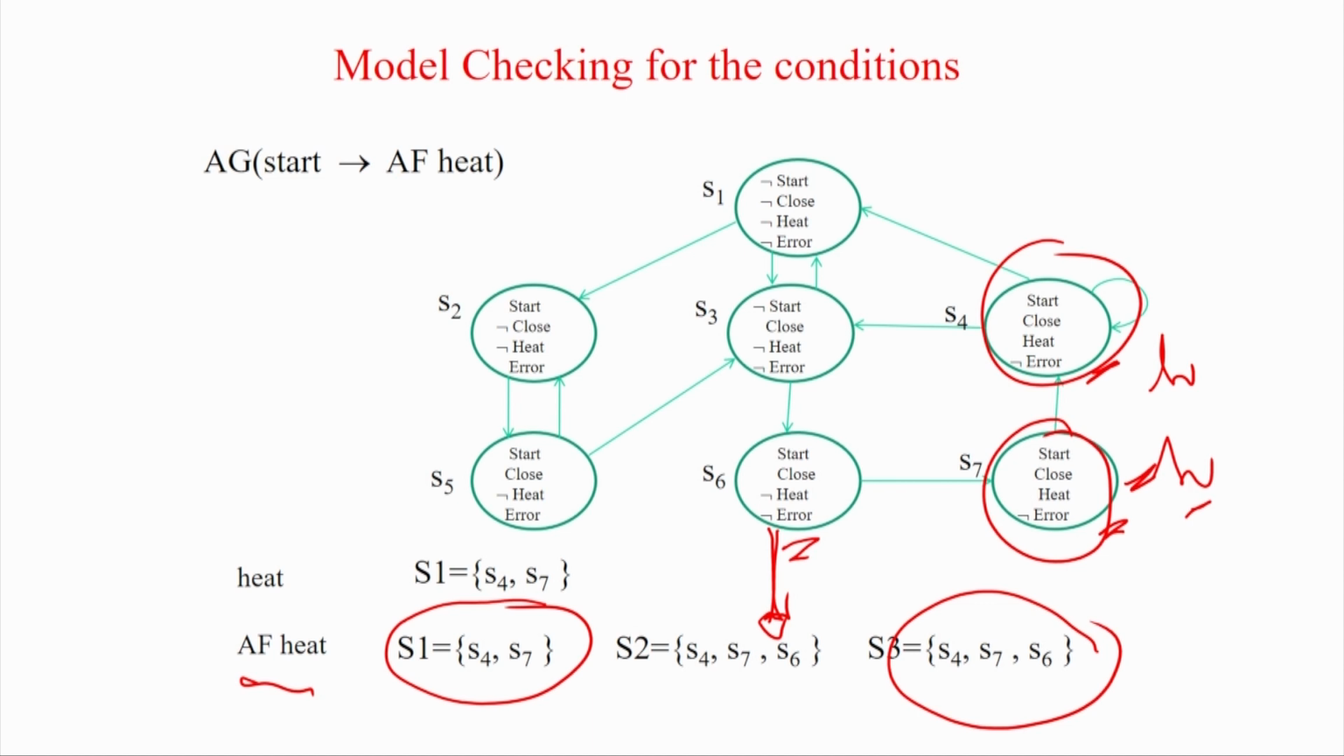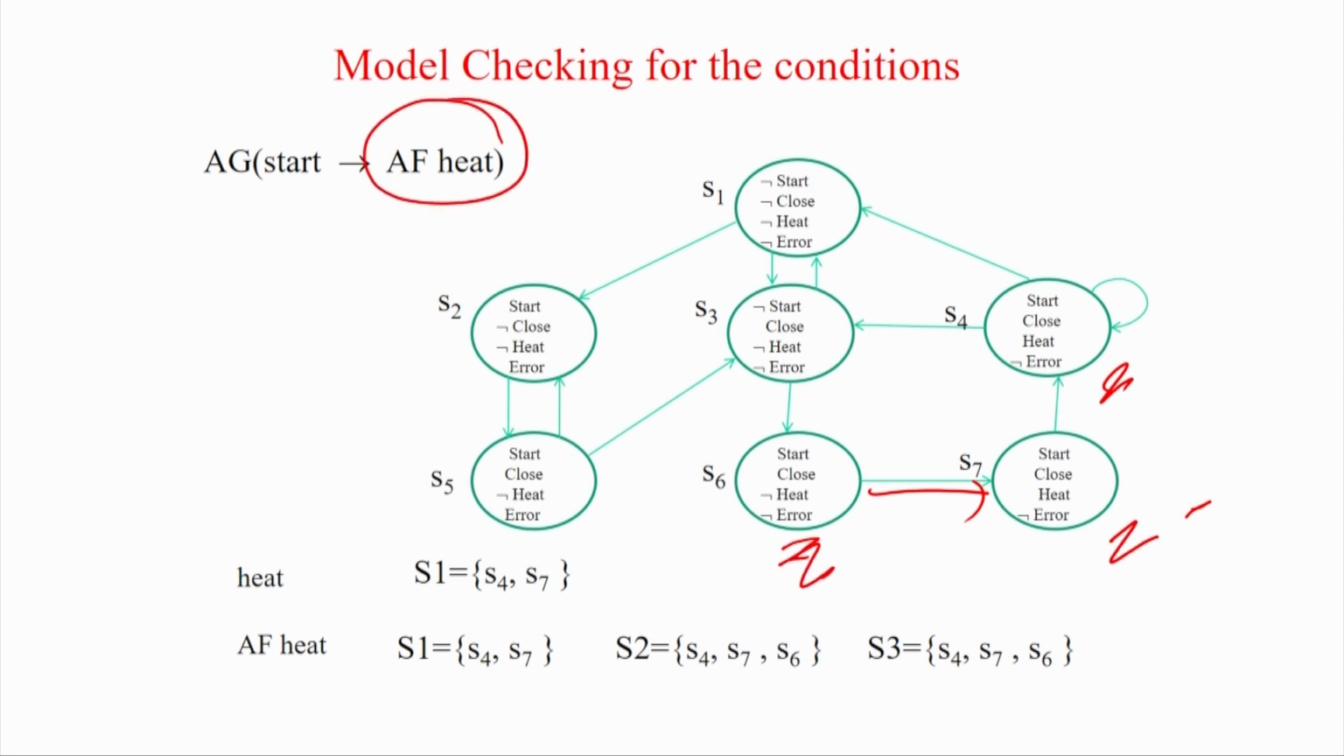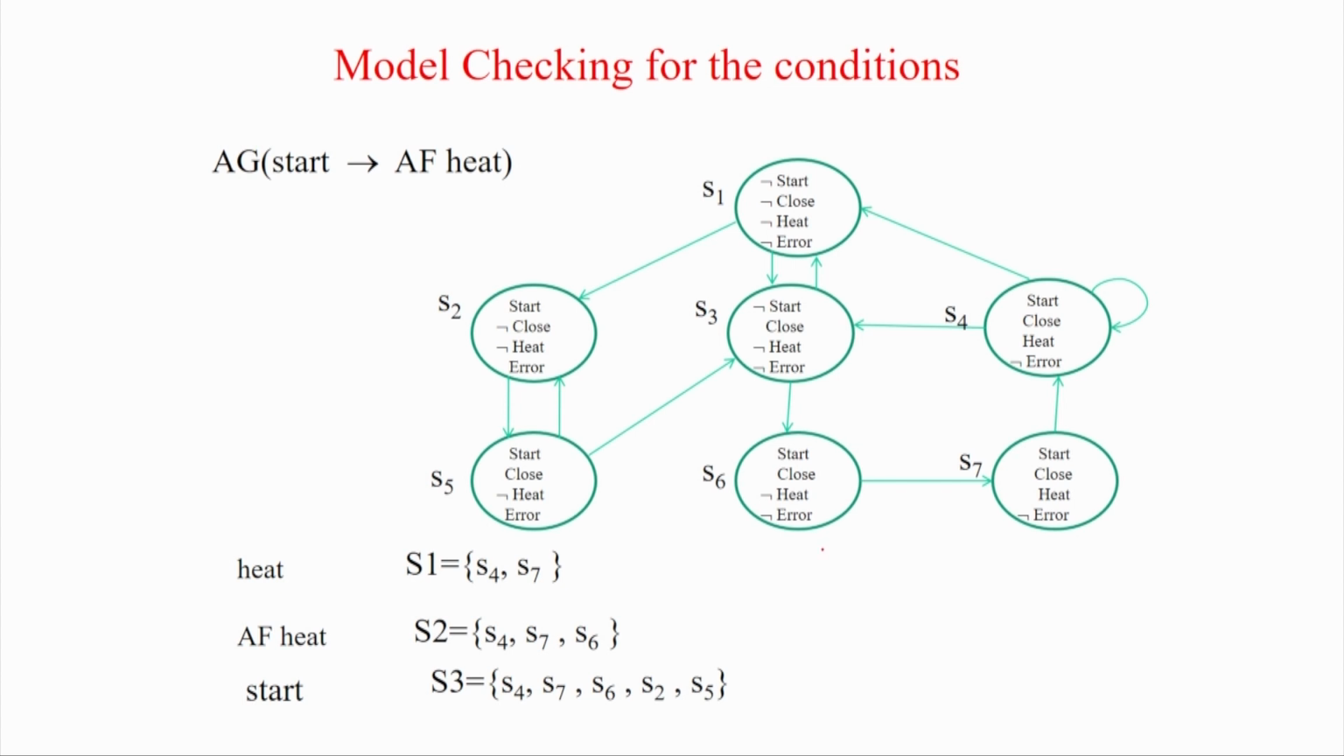These are the two states by default, because they are the home states for heat, and this is one more state coming in because there is only one path from here where in future heat is going to be true. So finally, for all paths heat, these are the three states you should mark, where this is going to be true. Now I have to check for start, where start is true.